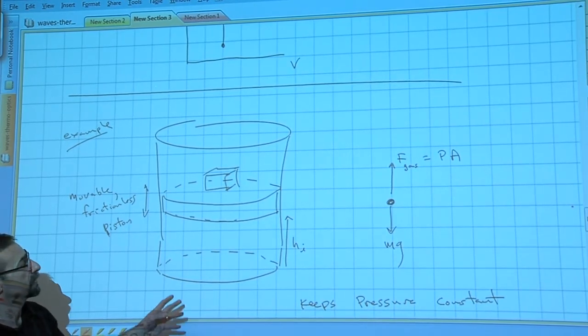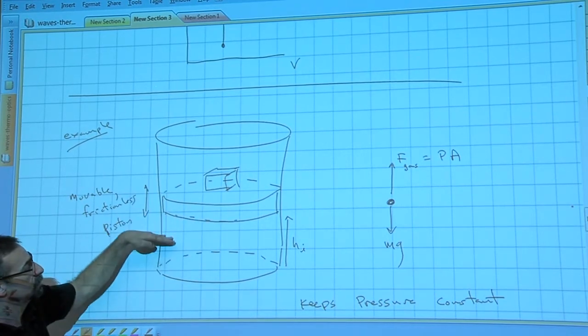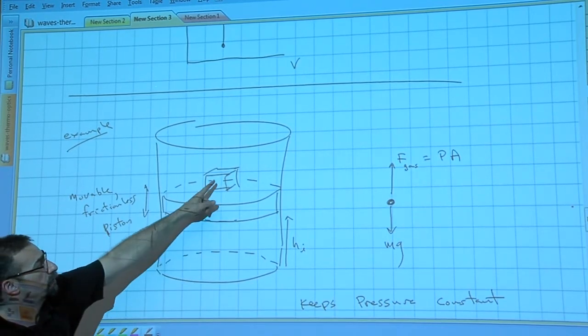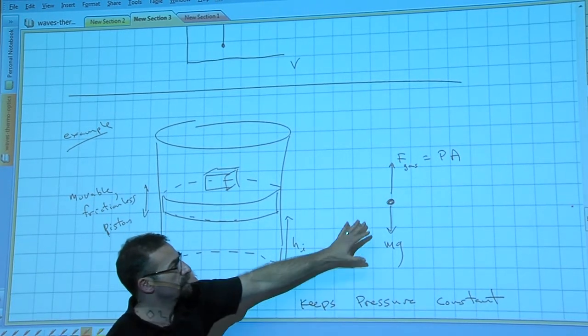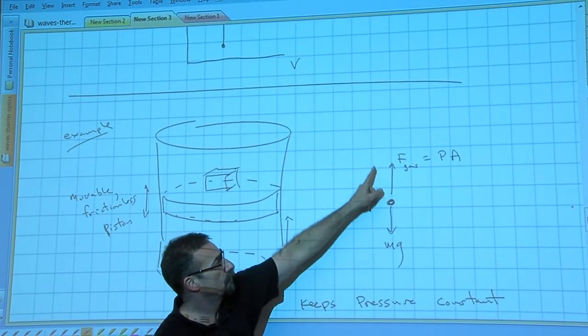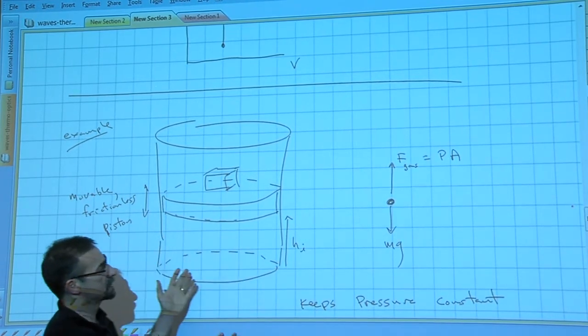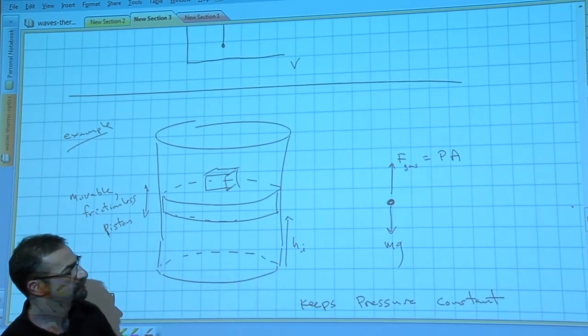And an example would be you have a piston that's free to move frictionlessly, and you put a weight on top of it. So if we draw a free body diagram for that piston, we have the weight down and the force of the gas pushing up. And what does that equal to? It's the pressure multiplied by the area of that piston.